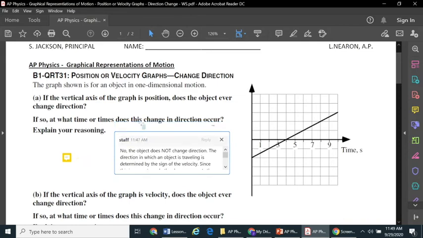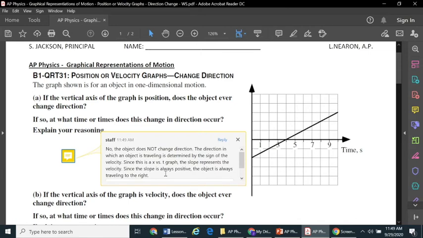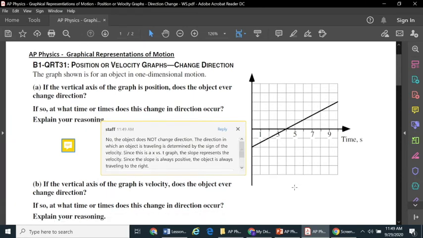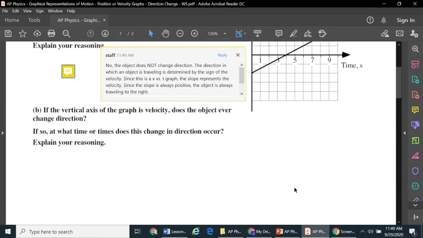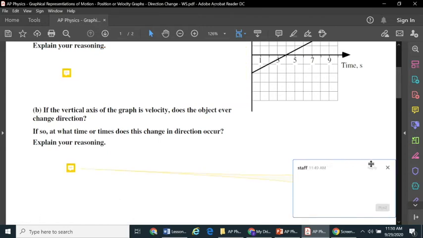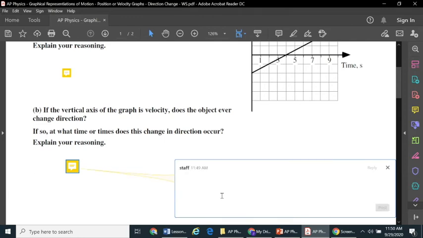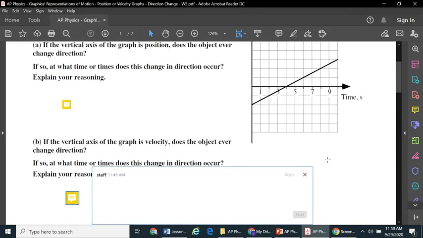Sorry guys. Hopefully that one wasn't too bad for you to work out. Now part B, and I'll see if I can leave that there as I scroll down. Part B says if the vertical axis of the graph is velocity, does the object ever change direction? And so once again, we have to answer the question, how do we determine what direction an object is traveling in? And pretty clearly, I think, the answer is based on the sign of the velocity.